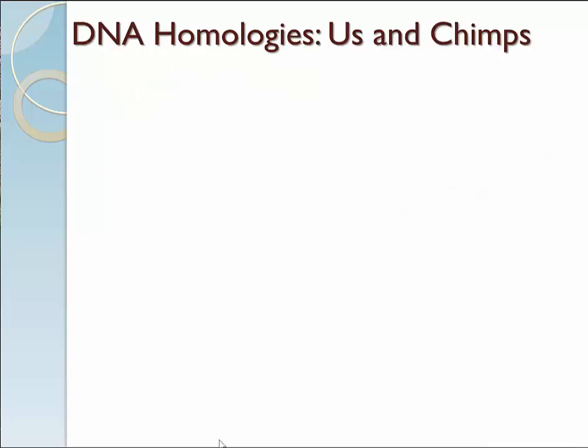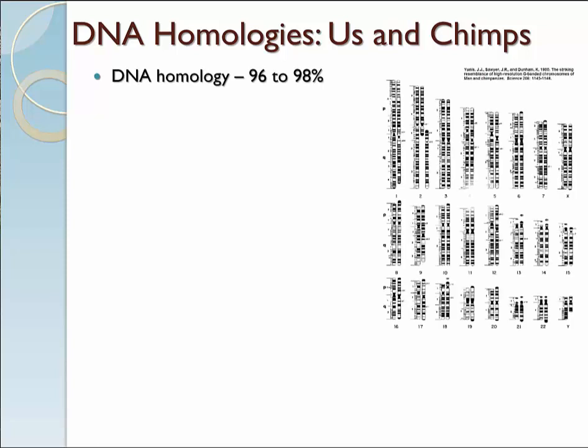All right, so one more homology, DNA homologies, and again, this is the ultimate. DNA homologies are really the definitive way to tell who's most closely related to whom. Let's look at us and chimps. When we put the DNA side by side, we find that 96 to 98% of the DNA is the same. This includes coding and non-coding sequences. So that's pretty stark.